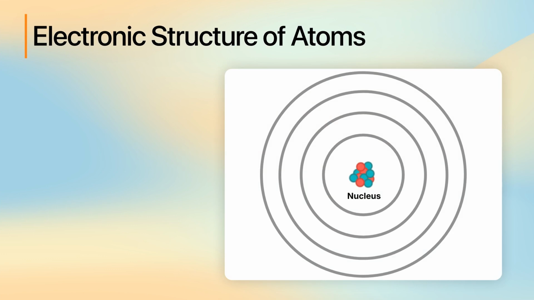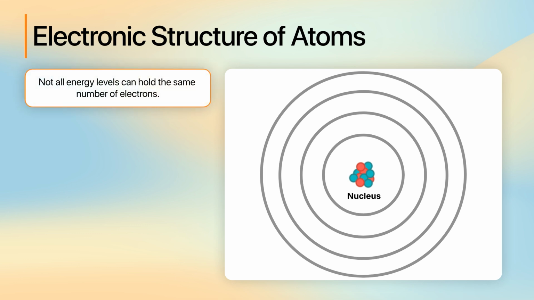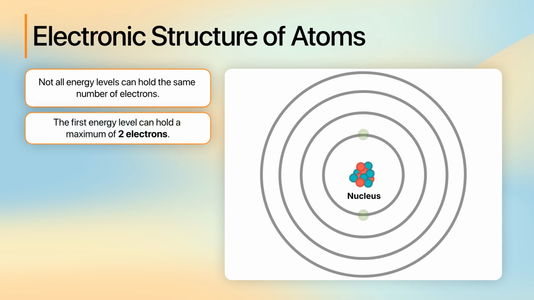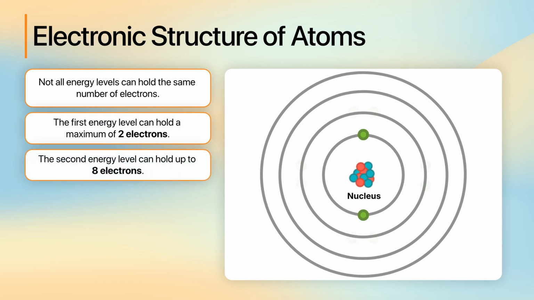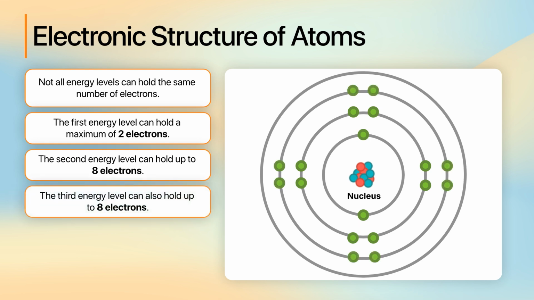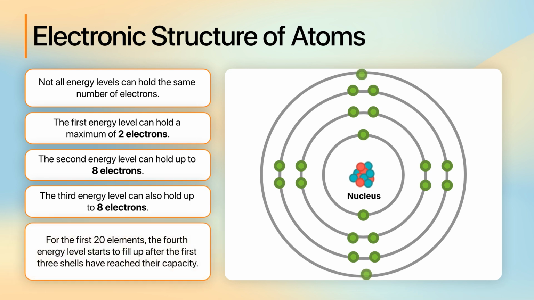An important part of the GCSE course is learning the capacity of each energy level. Not all energy levels can hold the same number of electrons. Each level follows a specific rule. The first energy level can hold a maximum of 2 electrons. The second energy level can hold up to 8 electrons. For this GCSE course, a simplified model is used that suggests that the third shell can hold 8 electrons. For the first 20 elements, once the third shell has 8 electrons, the fourth shell begins to fill.